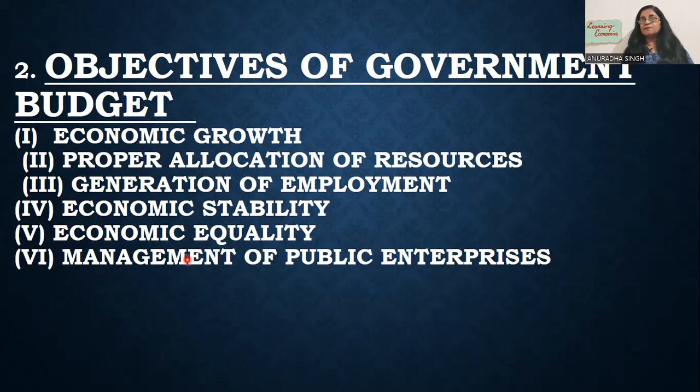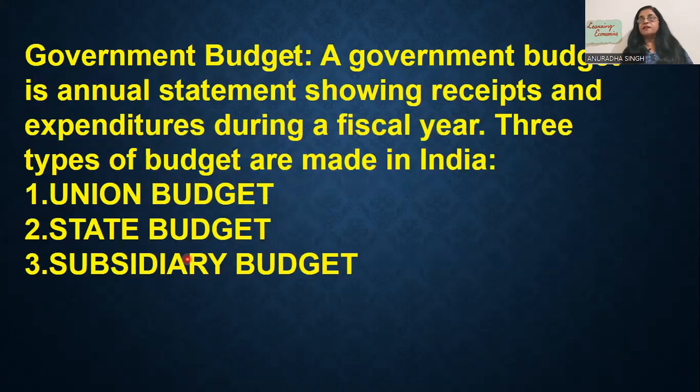So for these main six, because this question can come for 5 marks, you should at least know 5 points. You have to write 5 points and 5 explanations. So for economic growth, for proper allocation of resources, for generation of employment, for economic stability, for economic equality, and for management of public enterprises, we need the budget. So this is like the objective.